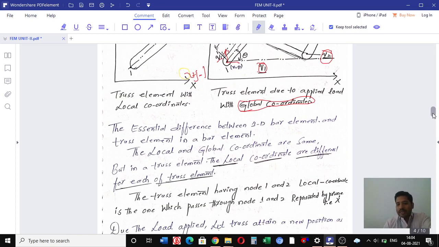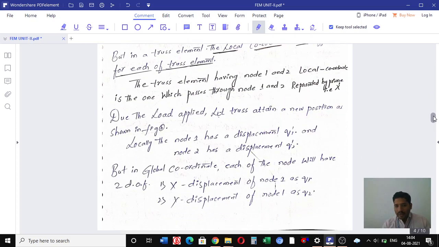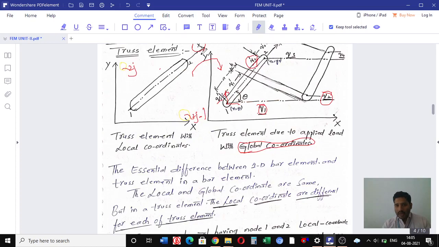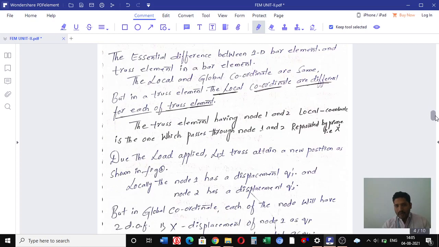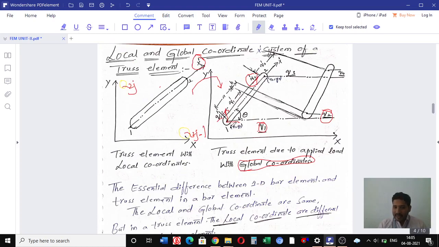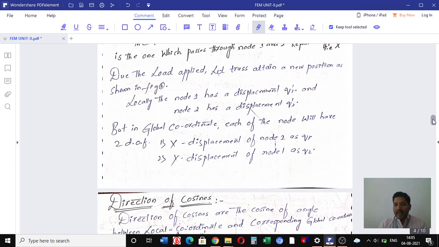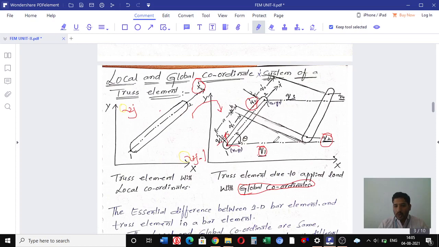The local and global coordinate systems are the same here, but in a truss the local coordinate system differs for each truss element. The truss element has a first node and a second node in a local coordinate system, and the prime axis x dash passes through them, as already explained. Locally, node 1 has displacement q1 dash and node 2 has displacement q2 dash. But in the global coordinate system, each node has 2 degrees of freedom: the x displacement of node 1 as q1 and the y displacement as q2.